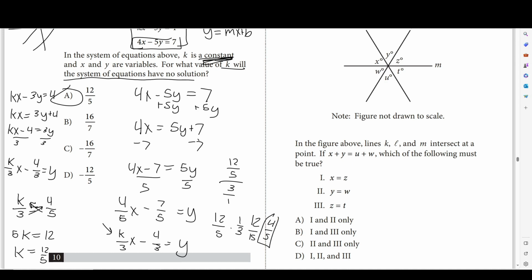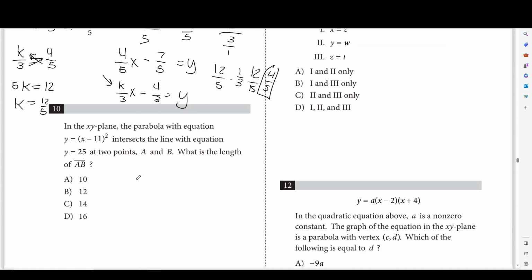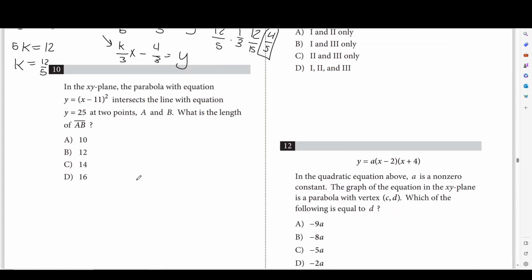And now that the slope is the same slope, they are parallel. So moving on to number 10, it says, in the xy plane, the parabola with the equation y is equal to x minus 11 squared intersects the line with the equation y equals 25 at 2 points, A and B. What is the length of AB?